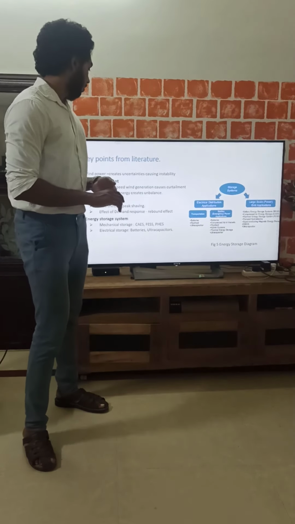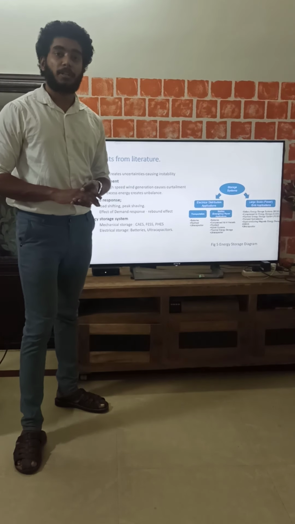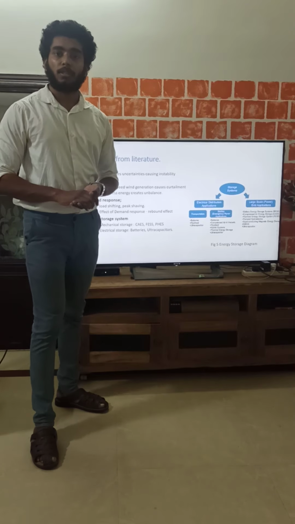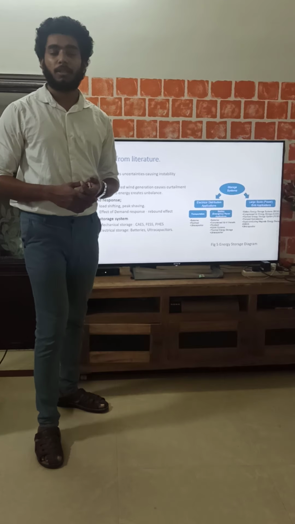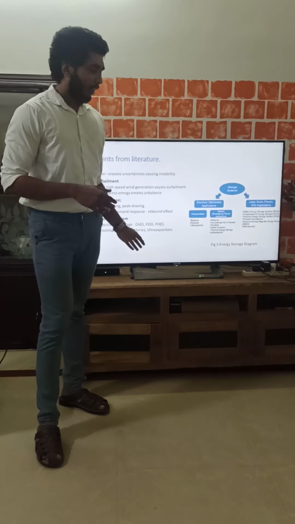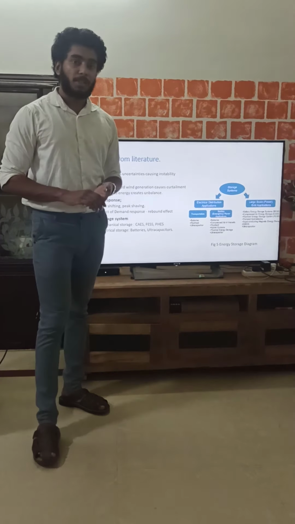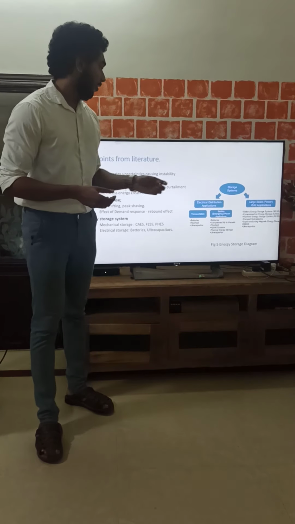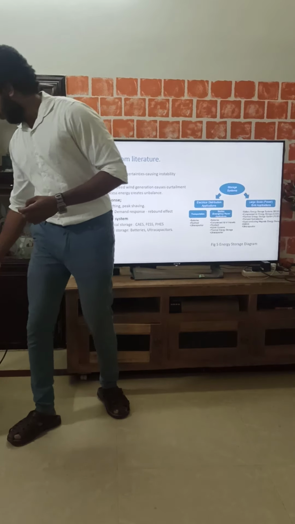Next we are going to the other flexibility, that is the energy storage system, which reduces the curtailment. There are many energy storage systems, mechanical and electrical. Mechanical storage includes compressed air, natural gas, flywheel energy, and so on. And in electrical storage, there are batteries and ultra capacitors. These are used in transportation and in other backup facilities.